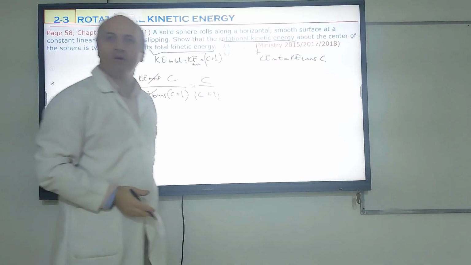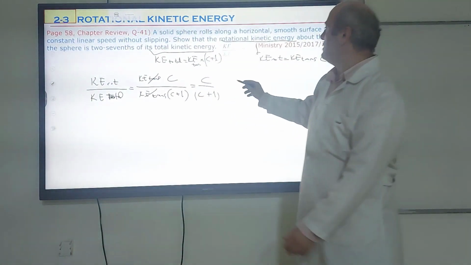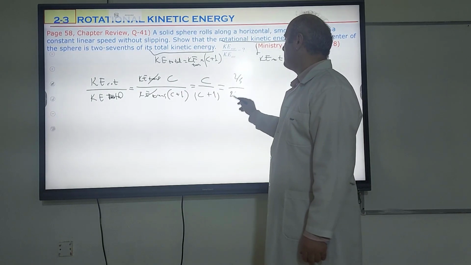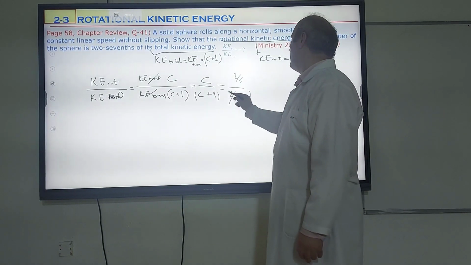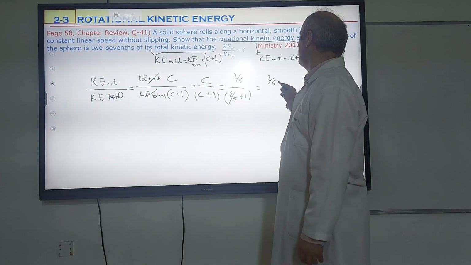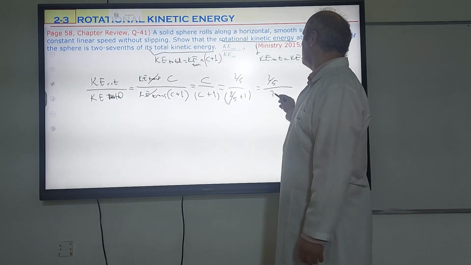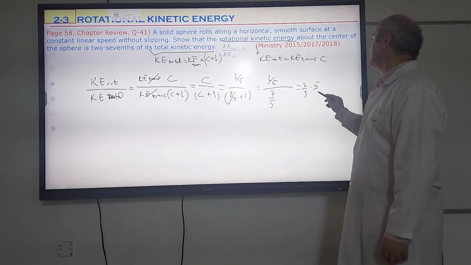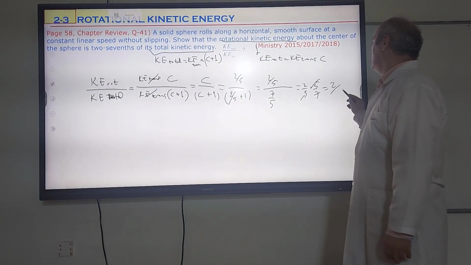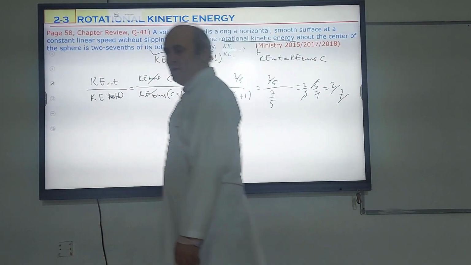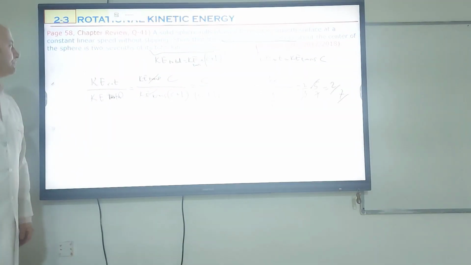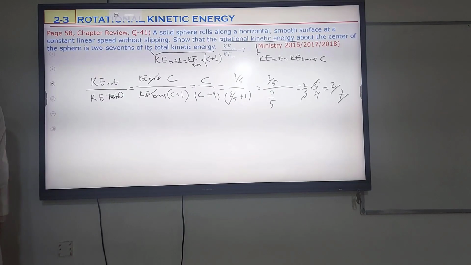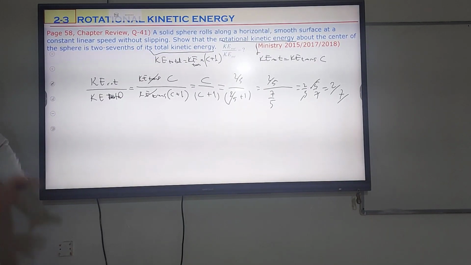For any rolling object, you can find it this way. C for a solid sphere is 2/5, so it's 2/5 divided by 2/5 plus 1. The numerator is 2/5, the denominator is 7/5. Then you flip it: 2/5 times 5/7. The result is 2/7. There are several questions like this, and you can find them very easily this way, these rolling cases.